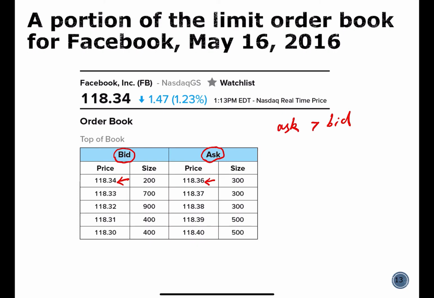And you could also see that the difference between the ask price and the bid price is easy to compute. The difference between these two prices is 0.02, so it's 2 cents. This is essentially the bid-ask spread.